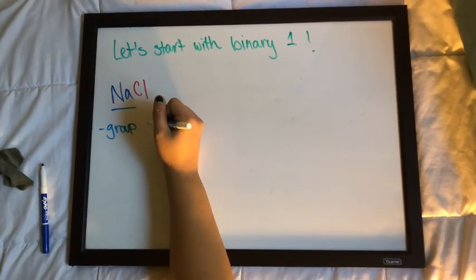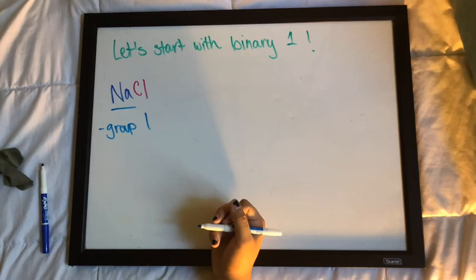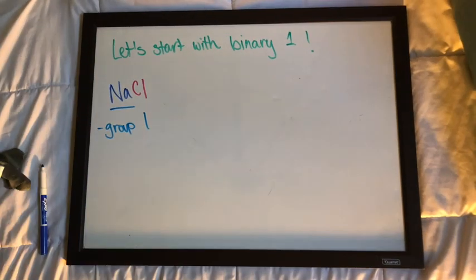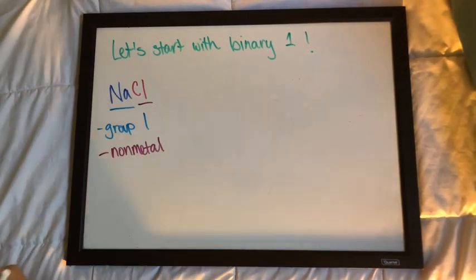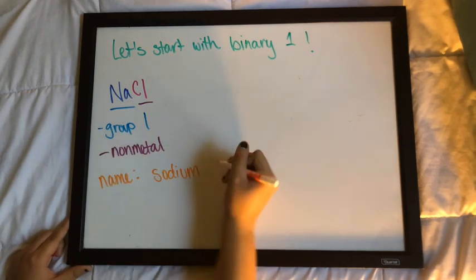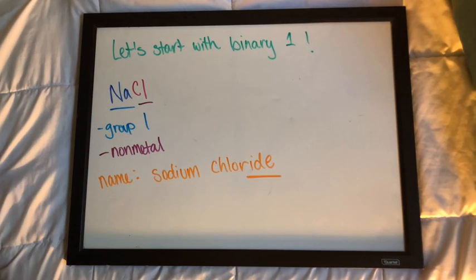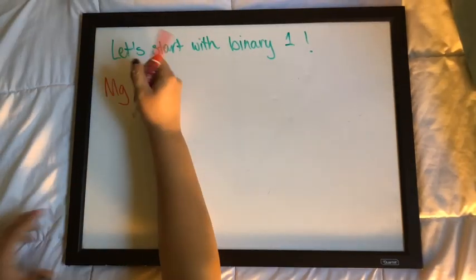NaCl. So sodium is in group 1, and Cl is a nonmetal. Therefore, it's binary 1. So the name would be sodium chloride. Let's move on to a new example.